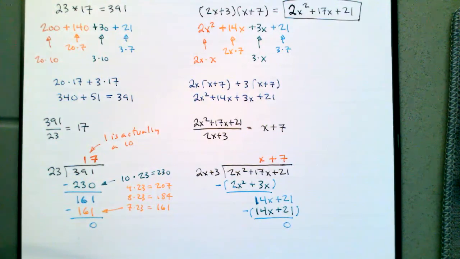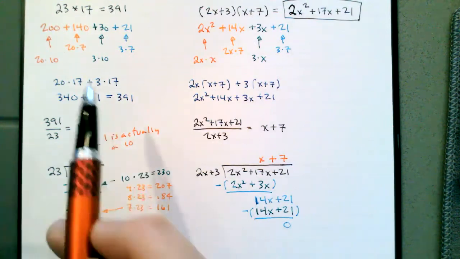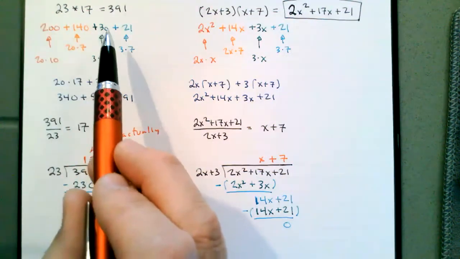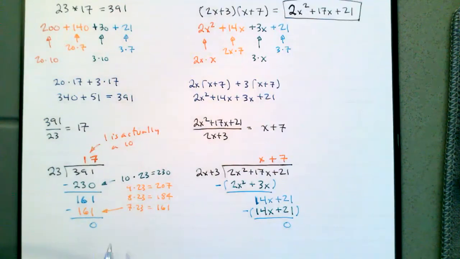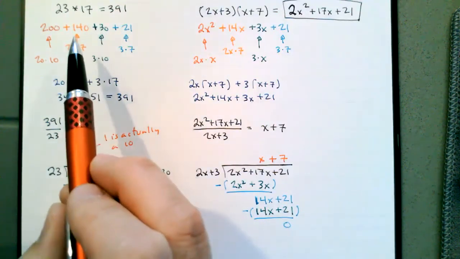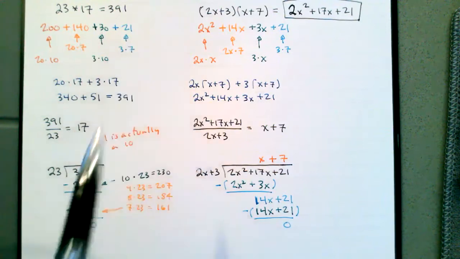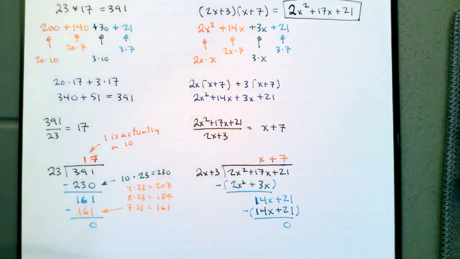It didn't quite show up in the multiplication or the division when we were doing it with numbers. But here we have 230 was our first subtraction, which is 2x squared and a 3x. The 230 is 20 tens and 3 tens. It's the 20 tens here and the 3 tens here. The 161 is the other two. It's the 2 sevens and the 3 sevens. Notice that it's 23 times 7. It's 2 sevens plus 3 sevens is the 161.